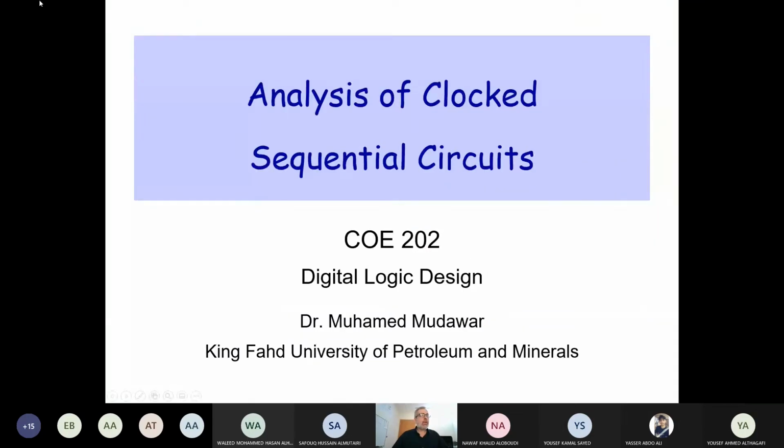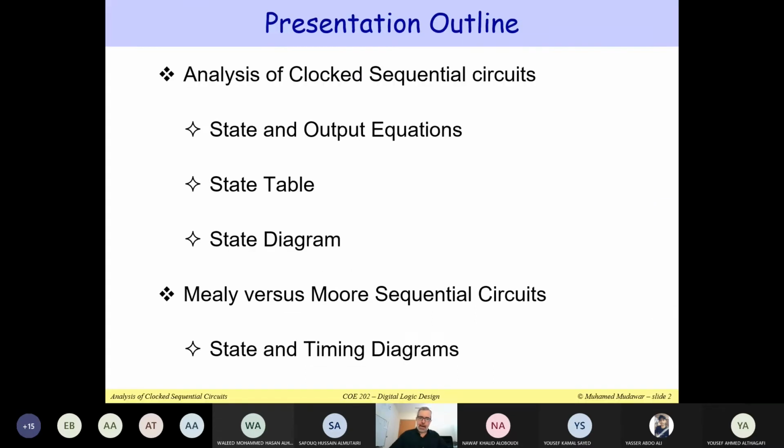Today's lecture will be about the analysis of clocked sequential circuits. And the outline of this presentation is as follows. I'm going to talk about the state equations, the output equations when we do the analysis. We look at the meaning of a state table and state diagram.